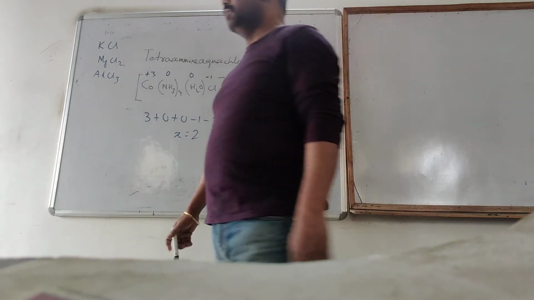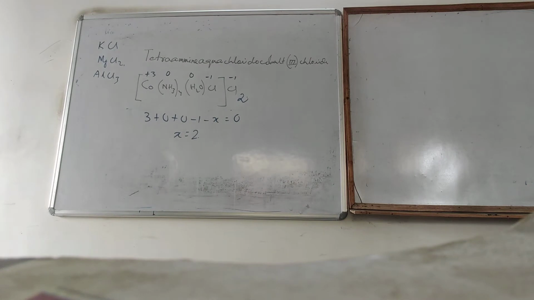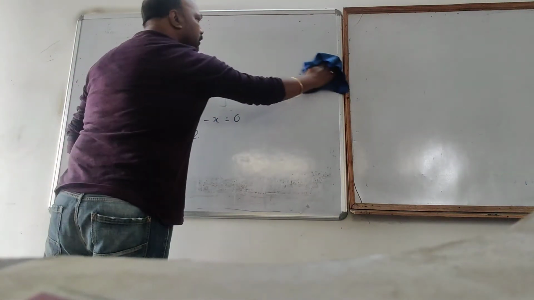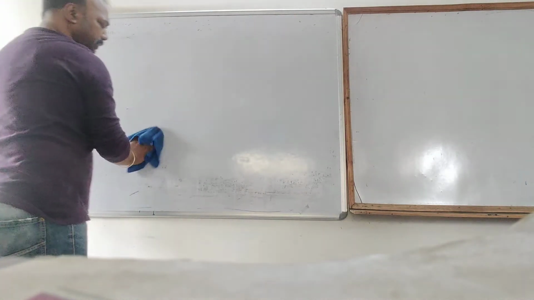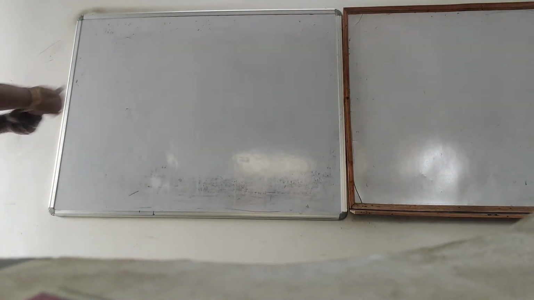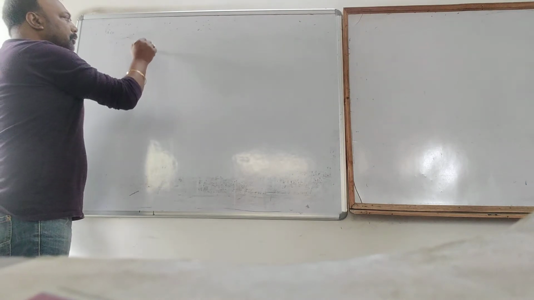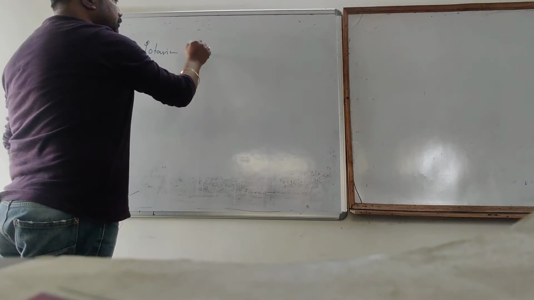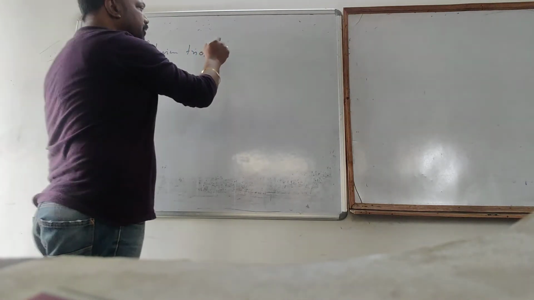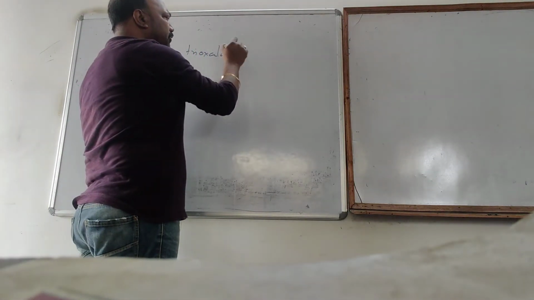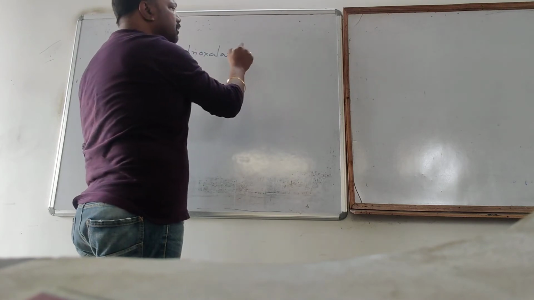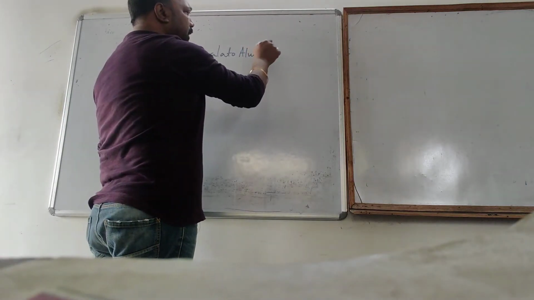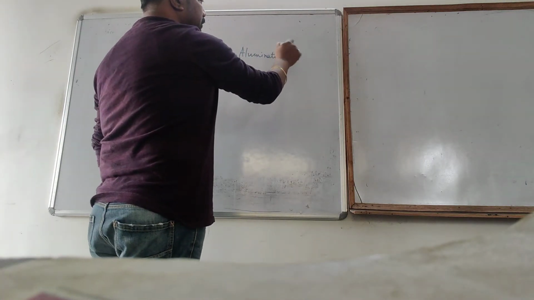Tell me any name. Potassium, yes. Next one will tell. Potassium, yes. Oxalato, aluminium 3. Okay, let's go. Potassium trioxalato aluminate. It will actually be 3, but anyway, somewhere they also use this trioxalato. Aluminate 3. Okay.